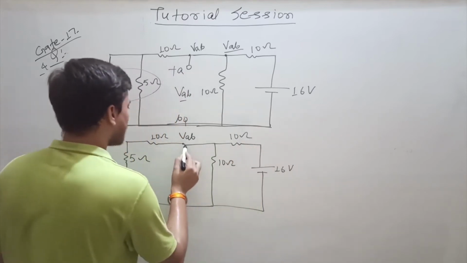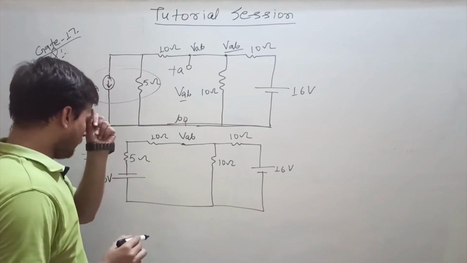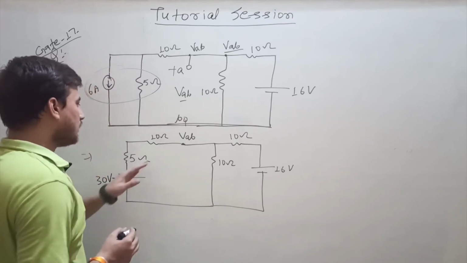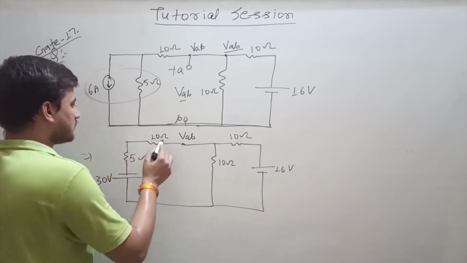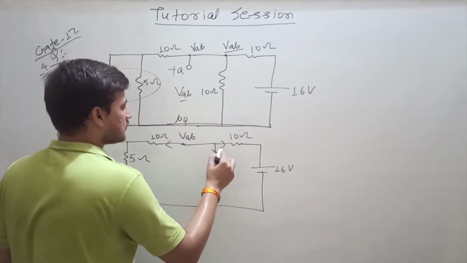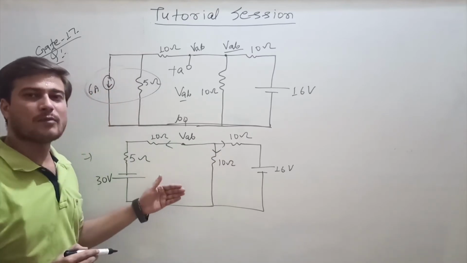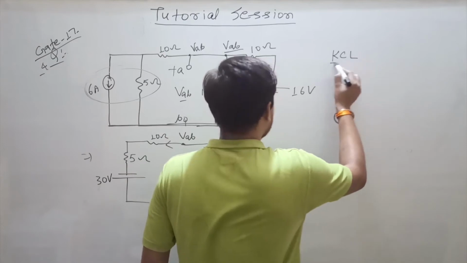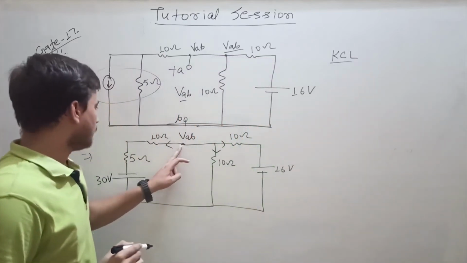So now we have to write the equation for VAB. So how to write the equation for VAB? You see there are 3 branches. Branch 1, this is branch 2, this is branch 3. If you apply Kirchhoff's current law at this node, here it will be VAB.